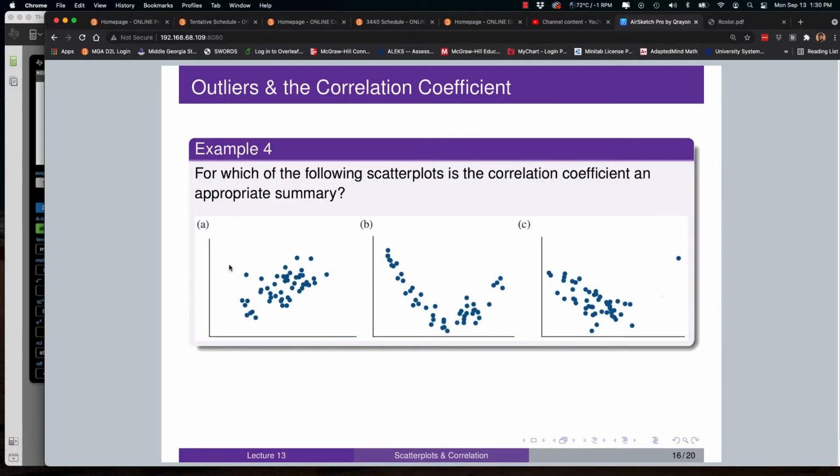So for which of the following scatter plots is the correlation coefficient an appropriate summary? Look at A first. I'd say that the correlation coefficient would be an appropriate summary of this data because there are no outliers in this data set and there's an increasing trend. So I'd say that it is appropriate, or R is appropriate.